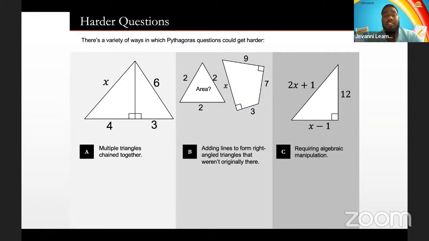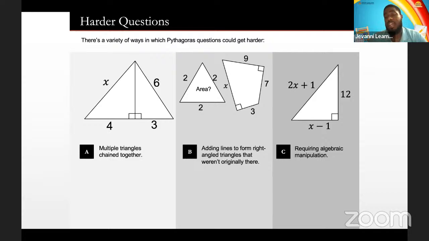A, which is on the left side, the multiple triangles chained together, and you see a little example of that. Then you see B, when you're adding lines to form right angle triangles that weren't there. For the equilateral triangle that you see, we're going to add lines, in other words we bisect it, and then we'll be able to solve for any unknown sides, for the height if you wanted the height. Likewise for the other triangle in the middle.